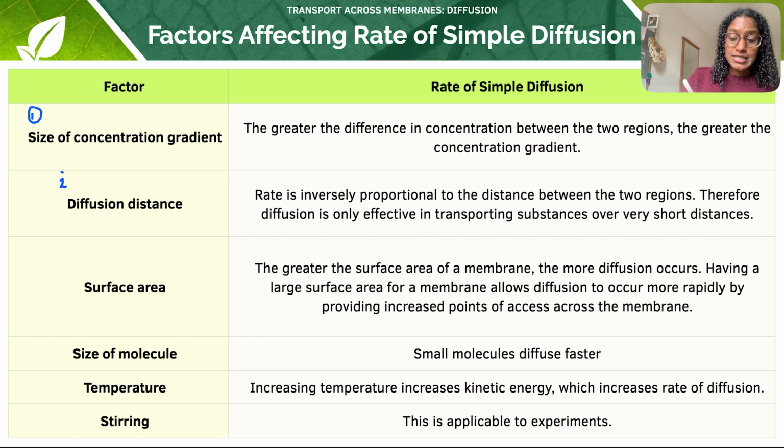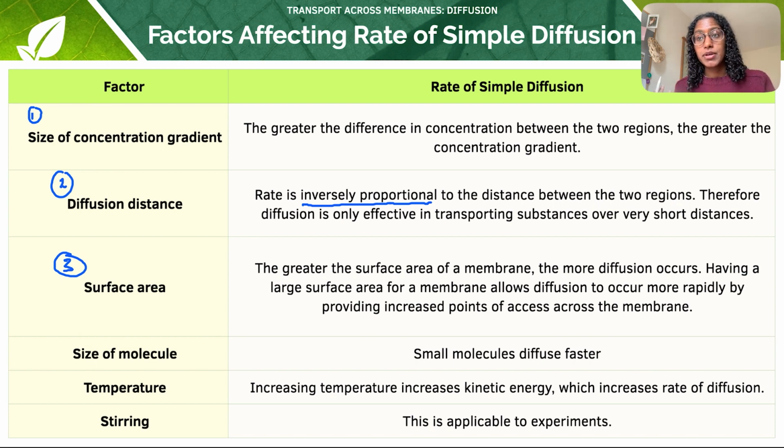Number 2, diffusion distance. So rate is inversely proportional to the distance between the two regions. So therefore that means that over shorter distances the rate of diffusion is faster. So we've got to decrease the diffusion distance in order to favour our rate of diffusion. That's what the word inversely proportional means. Surface area is our number 3 factor, so the greater the surface area of the membrane, the more diffusion occurs.